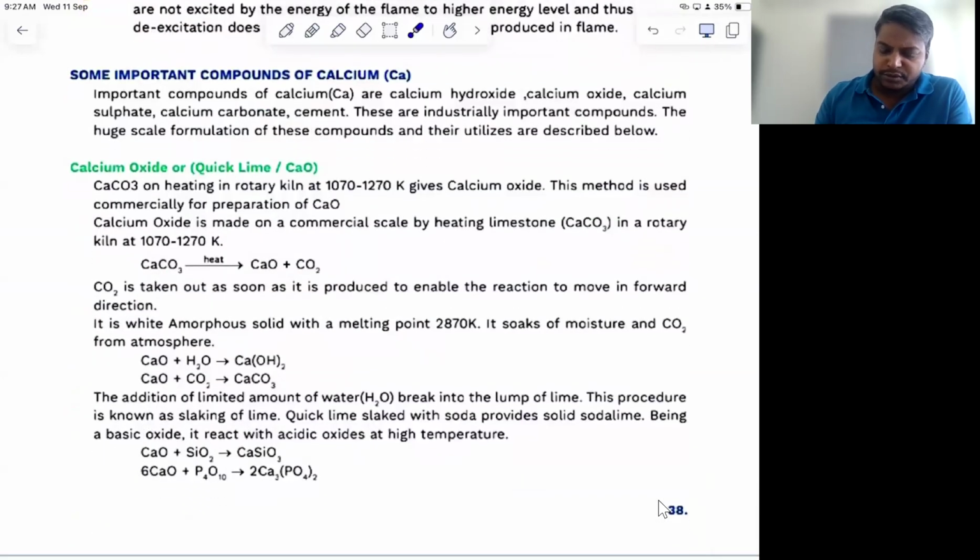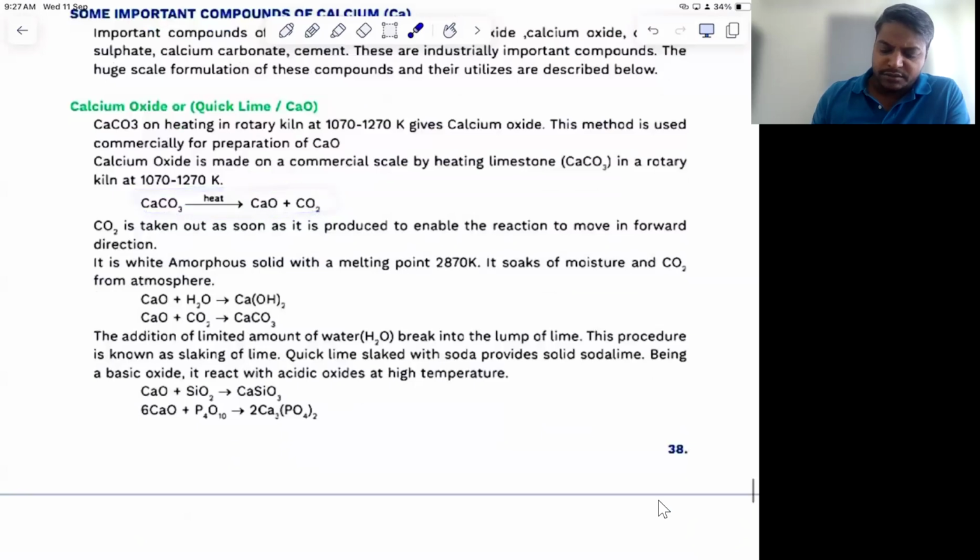Check out these compounds. First, calcium oxide. Calcium carbonate on heating in a rotatory kiln will produce calcium oxide. This is the commercial way of preparing CaO, and you can see that CaCO3 on heating gives CaO. CO2 is removed as soon as it is produced to ensure there is no backward reaction.